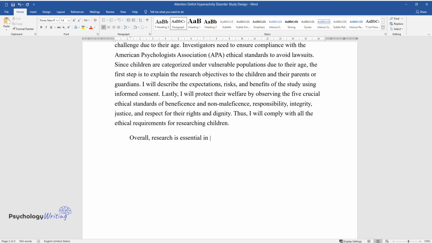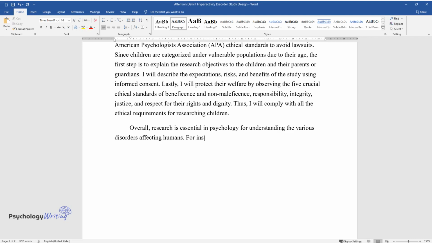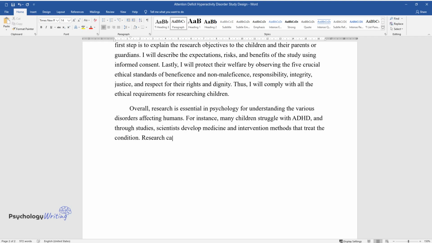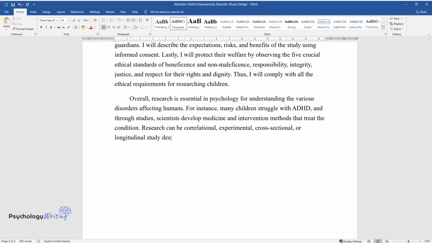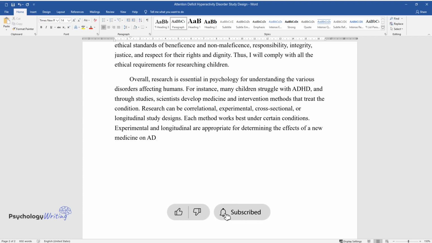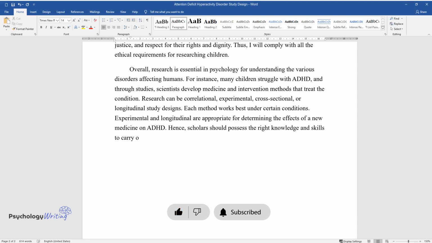Overall, research is essential in psychology for understanding the various disorders affecting humans. For instance, many children struggle with ADHD. And through studies, scientists develop medicine and intervention methods that treat the condition. Research can be correlational, experimental, cross-sectional, or longitudinal study designs. Each method works best under certain conditions. Experimental and longitudinal are appropriate for determining the effects of a new medicine on ADHD. Hence, scholars should possess the right knowledge and skills to carry out research.